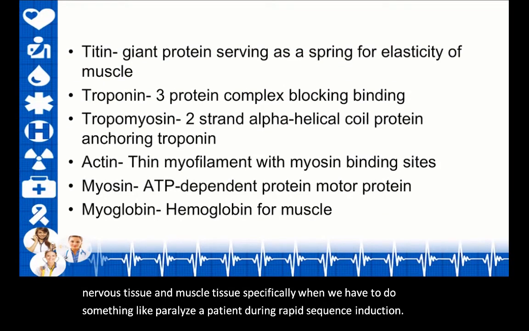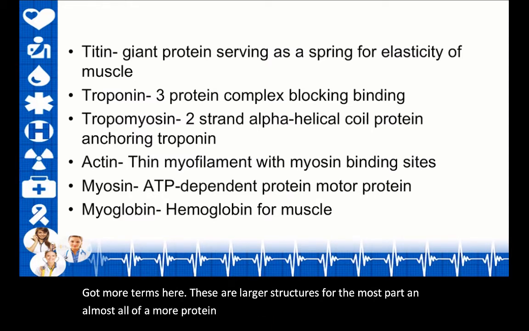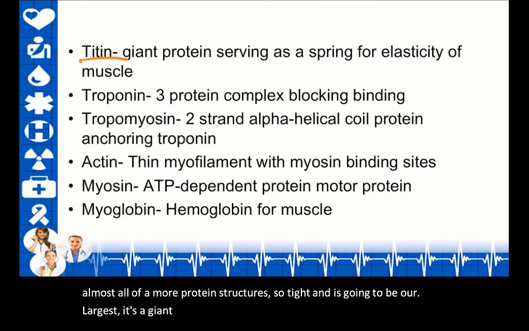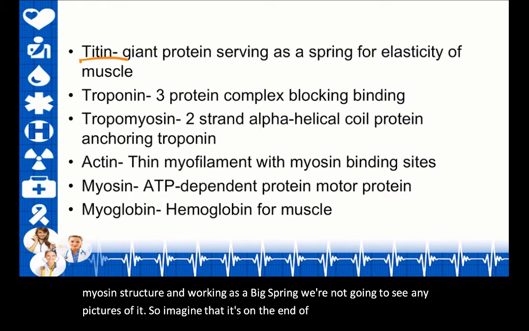A couple more terms here. These are larger structures for the most part, and almost all of them are protein structures. So titin is going to be our largest. It's a giant protein, and it essentially is connecting to our actin and myosin structure and working as a big spring. We're not going to see any pictures of it, so imagine that it's on the end of the sarcomeres, helping to serve as some elasticity.